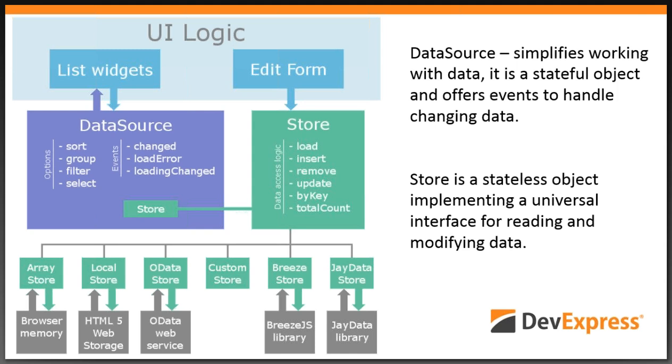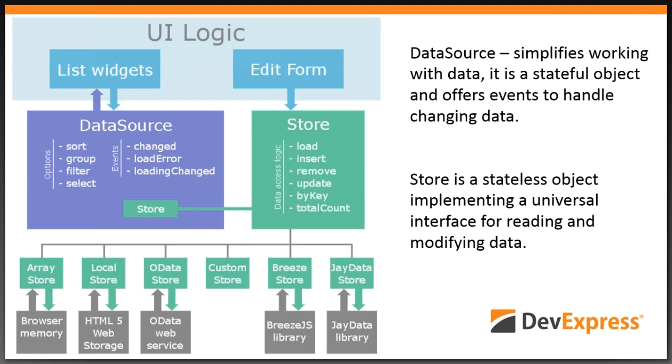One of the concepts was to be able to bind the grid very quickly. And to do that, we can work with the data source because it simplifies working with that data object. Now, it is a stateful object and gives you some interaction via events to be able to handle any changes to the data. If you want much more granular control, you can move directly to the store itself. Now, the store is stateless and implements a universal interface for reading and working with any of that data that's being passed back and forth.